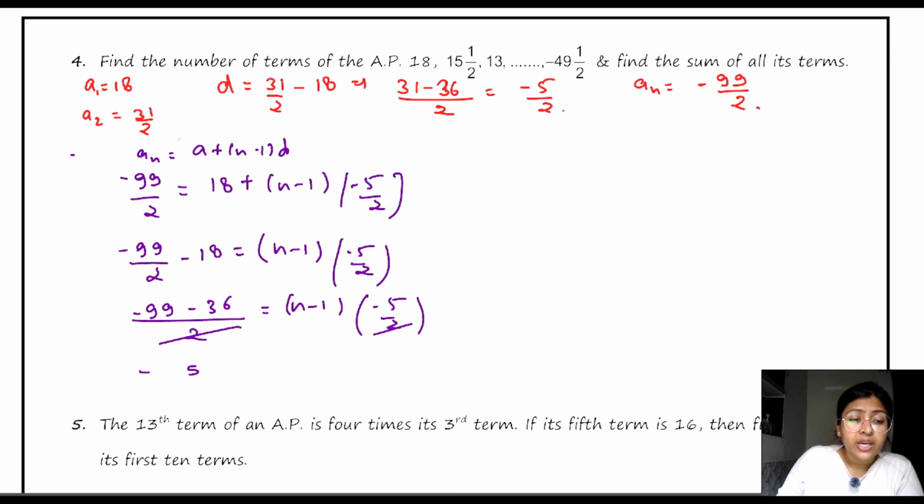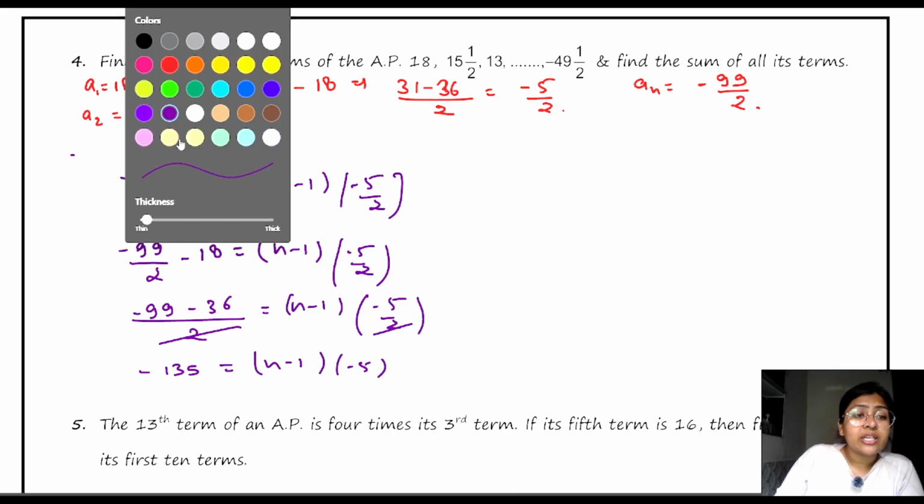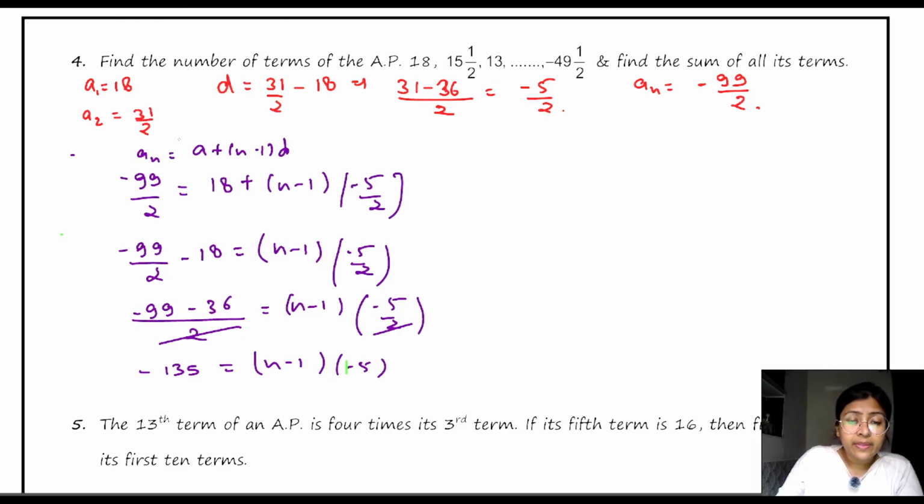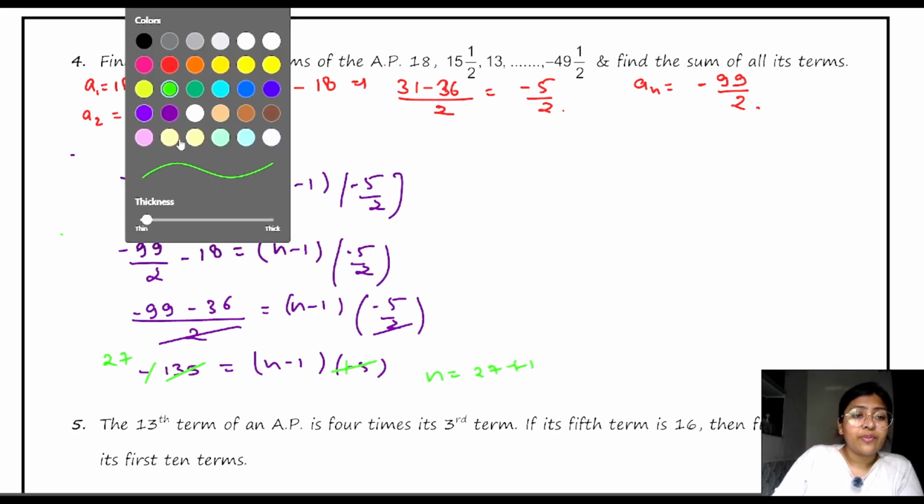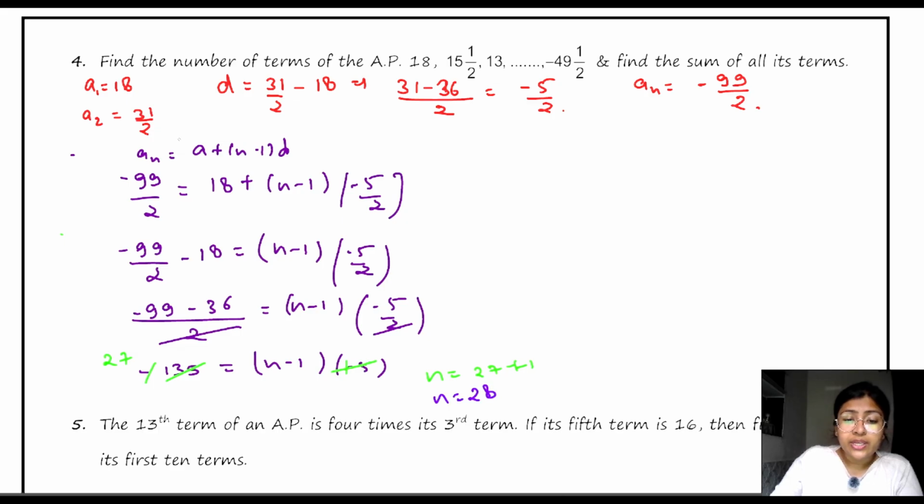If you do the simplification, it will be minus 135 is equal to n minus 1 bracket minus 5. So we can cancel this negative sign with this negative sign, and 5 with 135, so it will be 27. So the value of n is 27 plus 1, that is 28. We got the number of terms. The first part is completed. Find the number of terms. So the number of terms is 28.